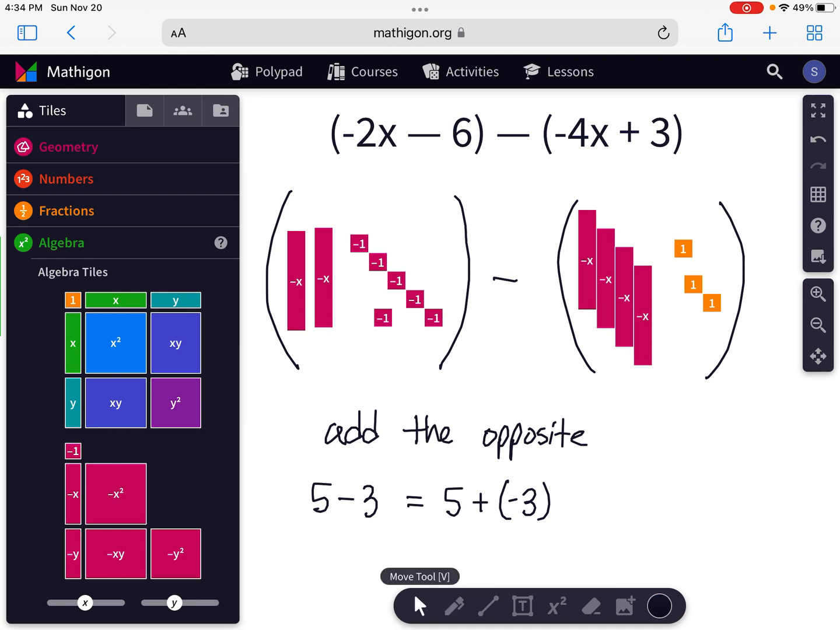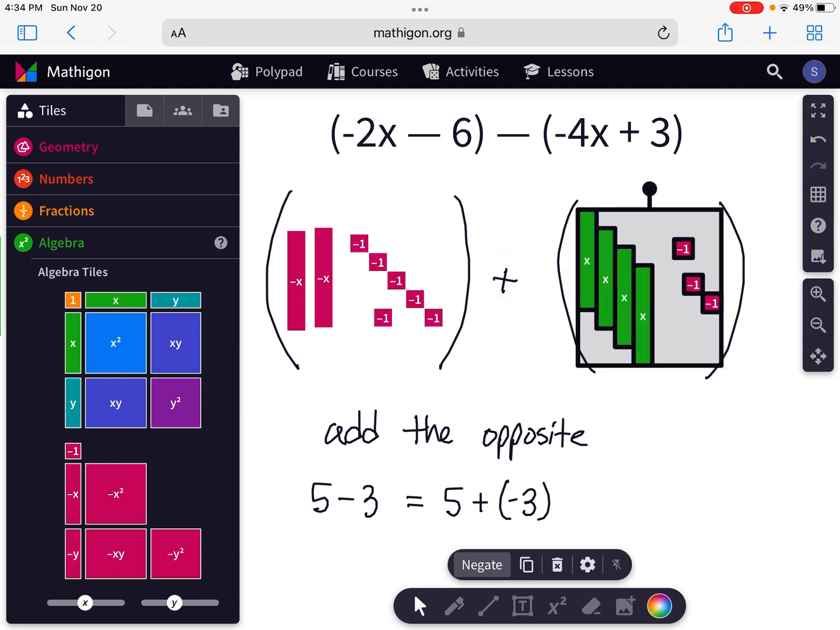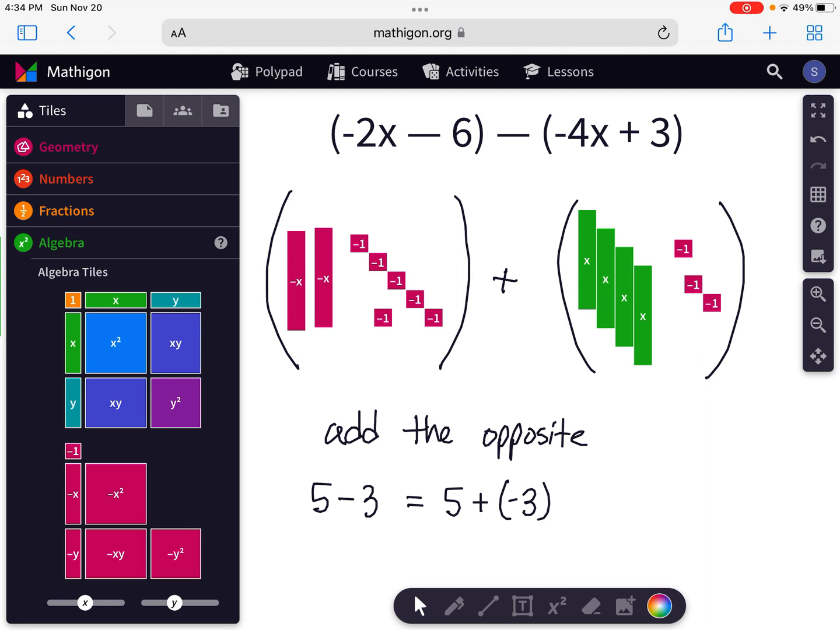And I can do the same with my tiles. Instead of subtracting, I can add the opposite of the tiles. So once again, we see that I have negative 2x minus 6 plus 4x minus 3.